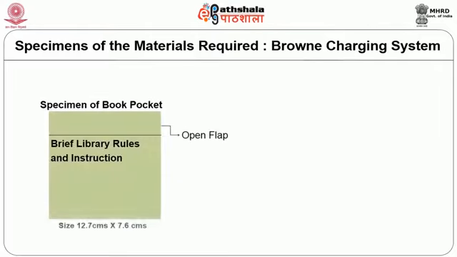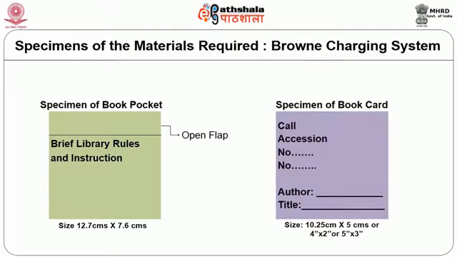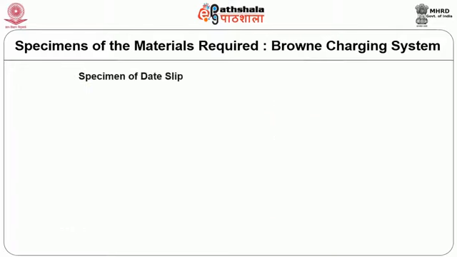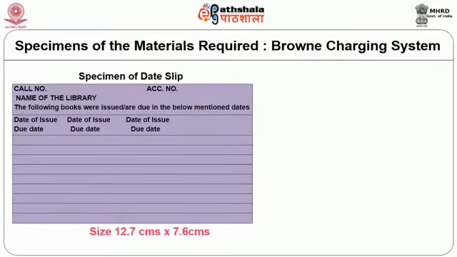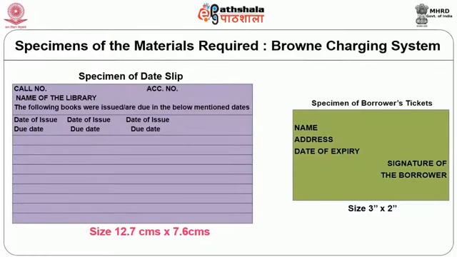The specimen of the book pocket is given here. The size of the book pocket is 12.7 by 7.6 centimeters. The specimen of the book card is 10.25 by 5 centimeters. Then the specimen of the date slip and the specimen of the borrower's ticket are also shown in this slide.